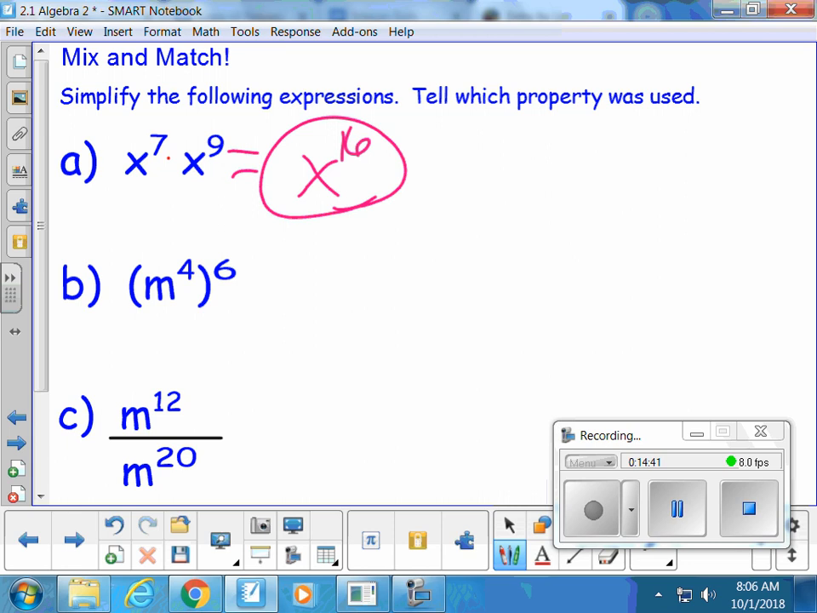Okay, part B. What would you do here, Nathan? Multiply 6 and 4 to get m to the 24. Good. And since we're new at that, let's identify the property as the power of a power. All right, and then part C. What would our answer look like? Let's go with Cecilia. Now, where are you going to put that m to the 8th?